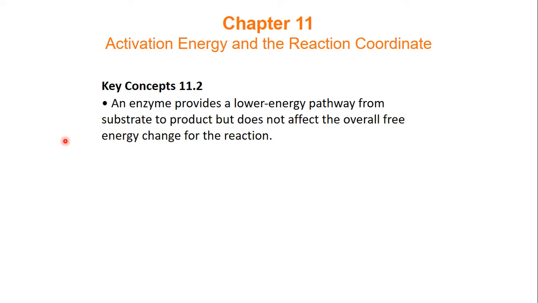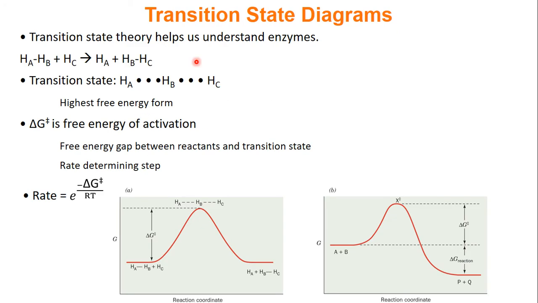In this video, we're going to start to look at the energetics of an enzyme reaction. To understand the energetics of a reaction, it's good to think about transition states, or what's called transition state theory. So let's think of a reaction. We have HA bonded to HB plus HC.